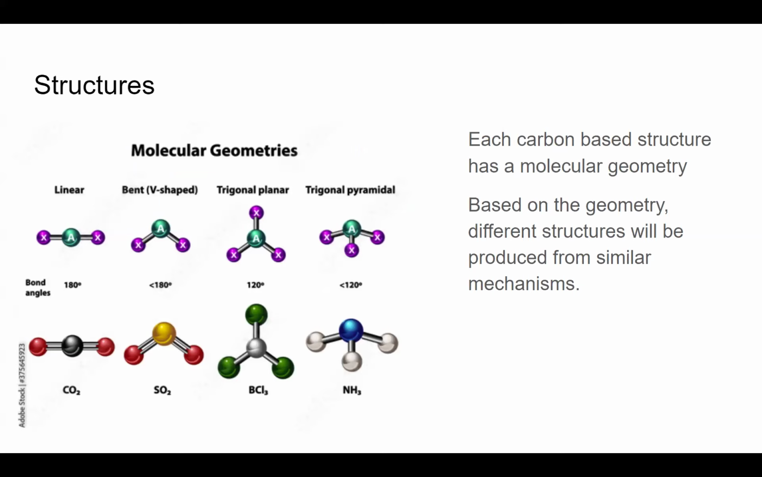All right, on to the main part of this video, which is structures, right? As you learn in inorganic chemistry, every single compound has a different molecular geometry. Some of the ones that are mostly found in organic chemistry would be carbon, which is normally tetrahedral. There's also linear, bent, and trigonal planar.